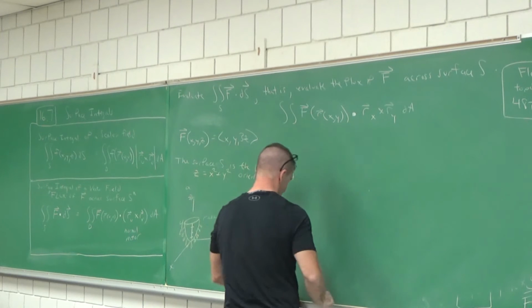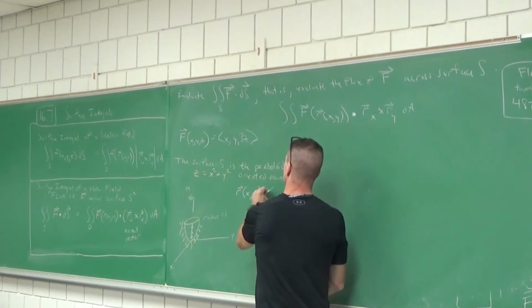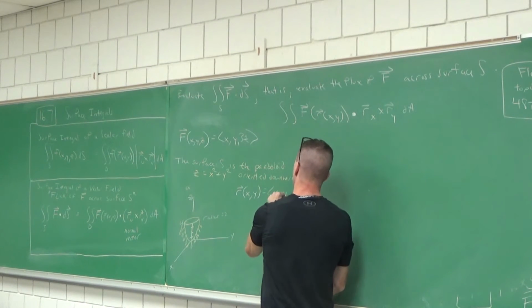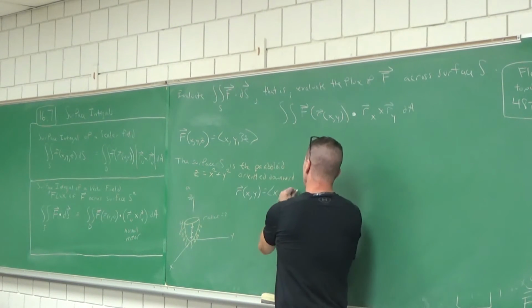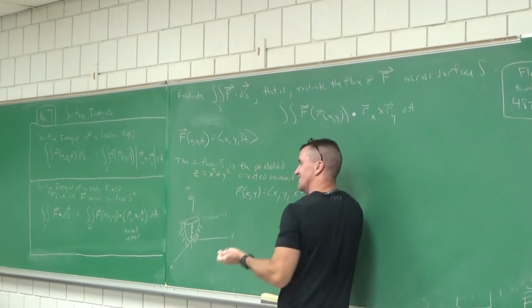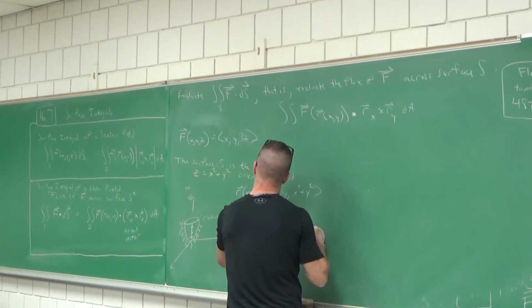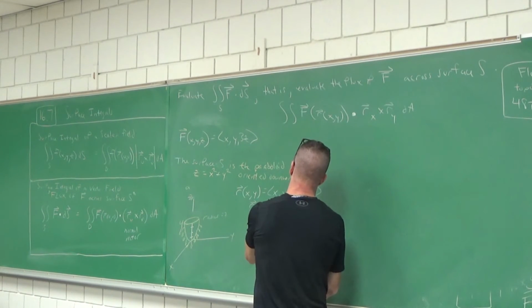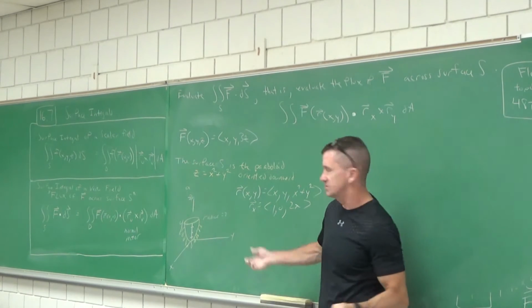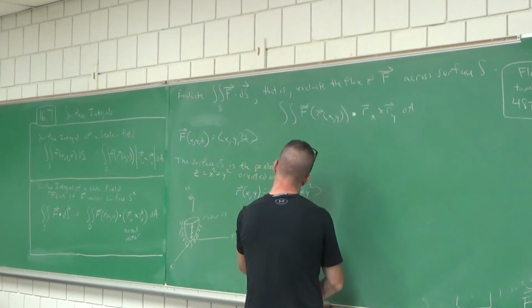Oriented down. So, can you parameterize that surface? You want to use x and y? What would you get? x equals x, y equals y, and what's the last component? z equals x squared plus y squared. Now what's our r_x? 1, 0, 2x. Everyone okay with that? What's our r_y? 0, 1, and 2y.